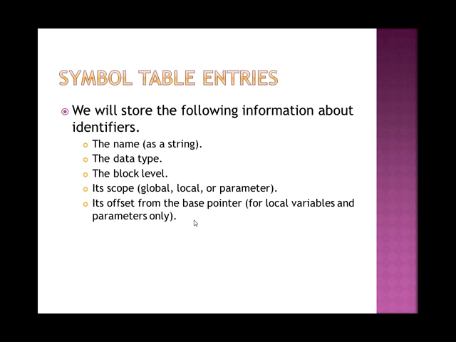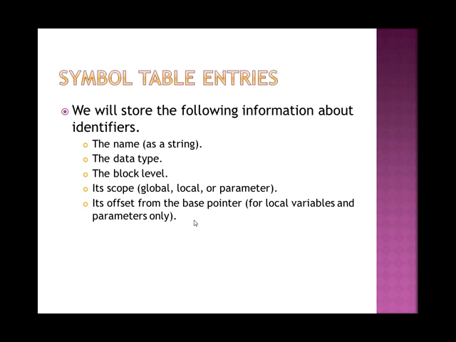Name is a string of n characters that ends with the null character, a collection of characters. Data type means either int, float, char, maybe a predefined data type, a user defined data type, or a reference variable used as a data type. Next is the block level, which defines in which block it will be available in the program. Then scope, which includes global, local or parameter. Then offset, the offset from the base pointer, for local variables and parameters only.